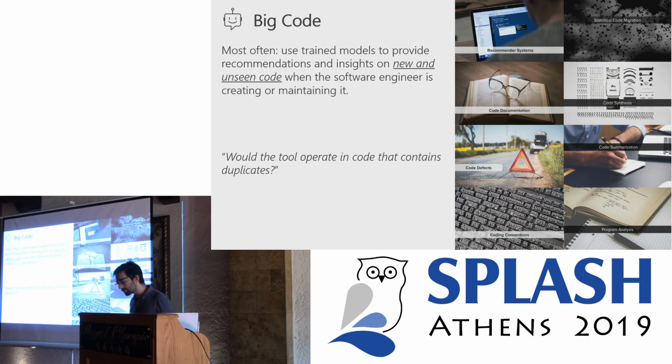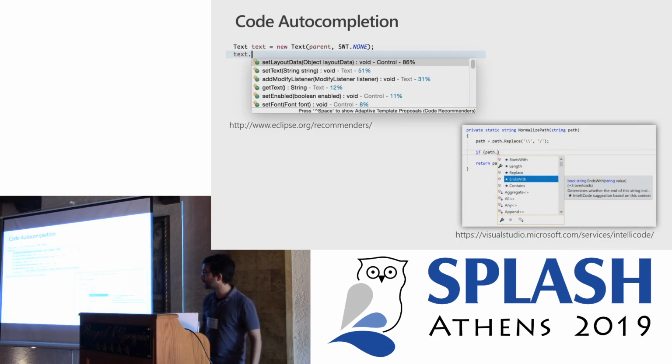And we need to ask ourselves, every time we use machine learning for some specific task, is our tool going to operate on something that contains duplicates? As we'll see later, there are a few cases where that exists. In code autocompletion, I hope I persuaded you that this is not the case.